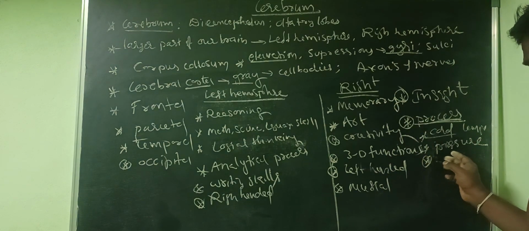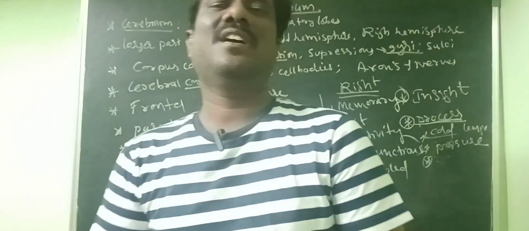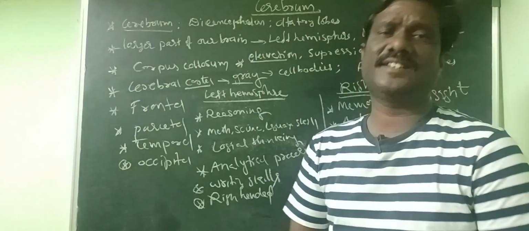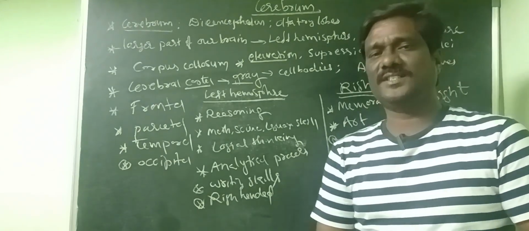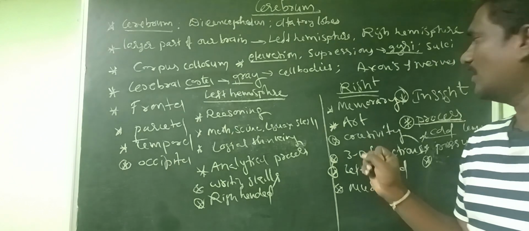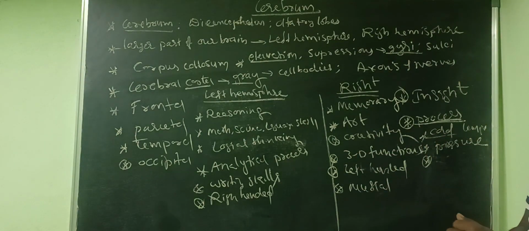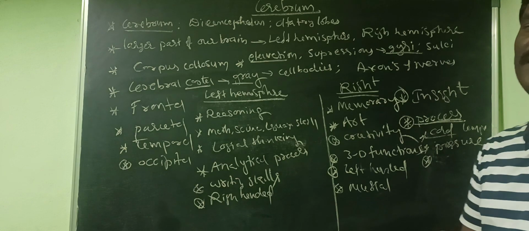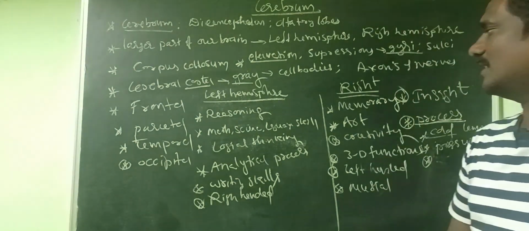Next, it interprets the sensations according to the sensory impulses, and controls cold, heat, temperature, and pressure. So this is about the diencephalon.